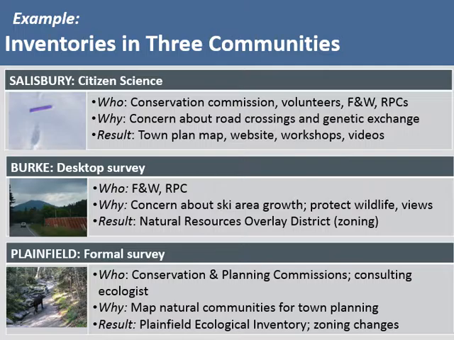In Burke, the Planning Commission asked the Regional Planning Commission and the Vermont Fish and Wildlife Department to help them with a desktop survey about some of the natural resources in their town. They were concerned about ski area development and about protecting wildlife and about their aesthetic, their view sheds. And this information eventually worked its way into a natural resource overlay district, part of the zoning code.